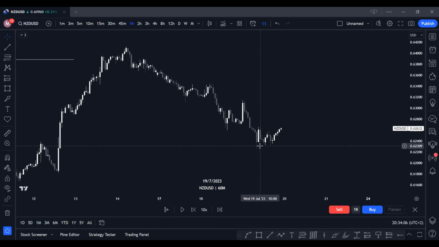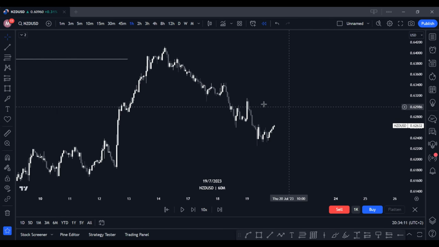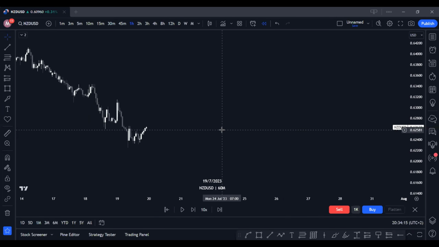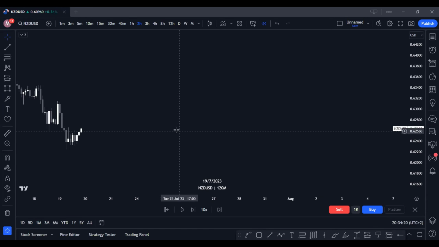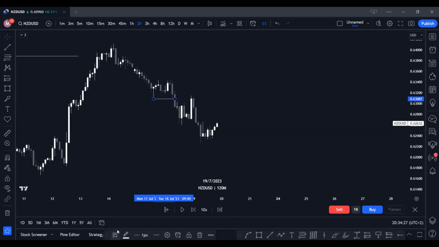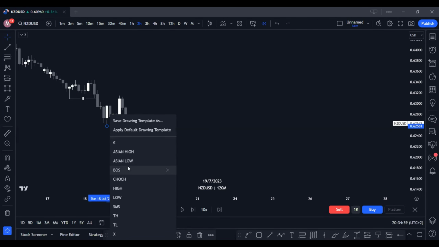So as you can see here, price is moving bearishly, but then not giving us what we are looking for. So here price created this break of structure, but then did not come near our lower high or our supply area. Okay, so here price also created this break of structure here.